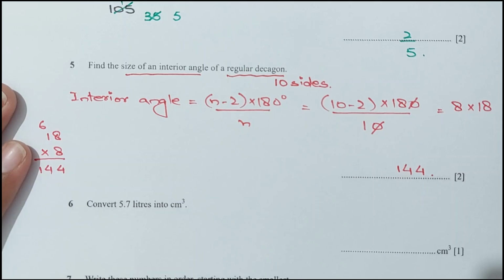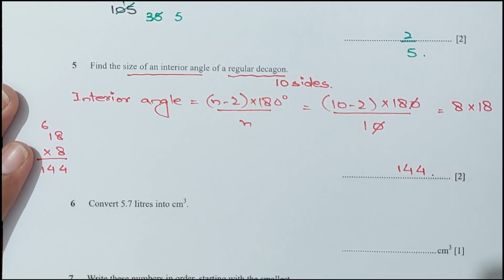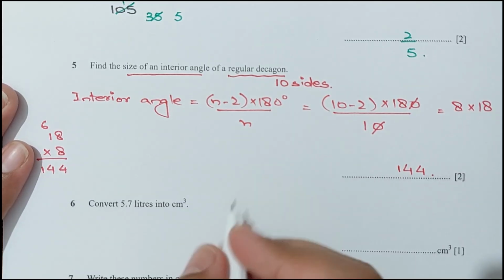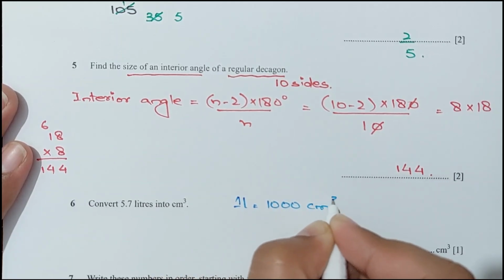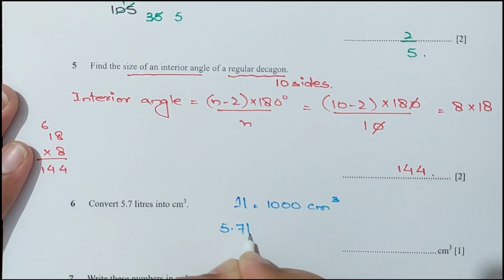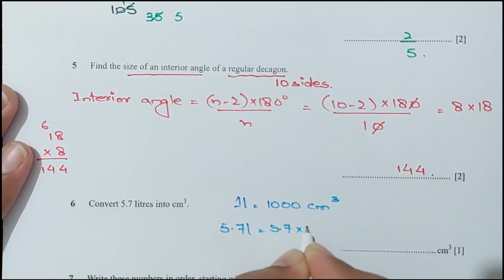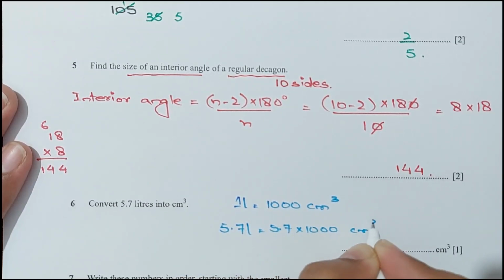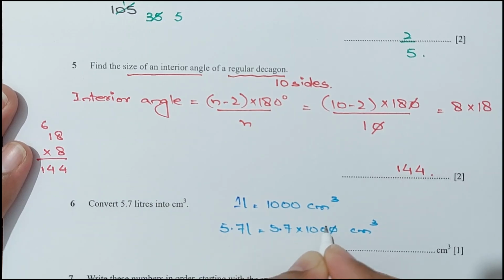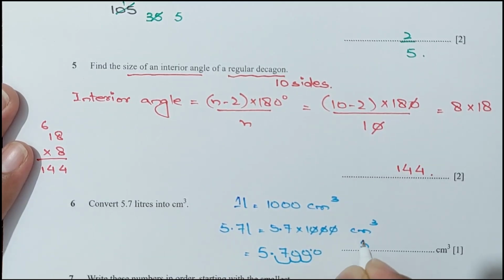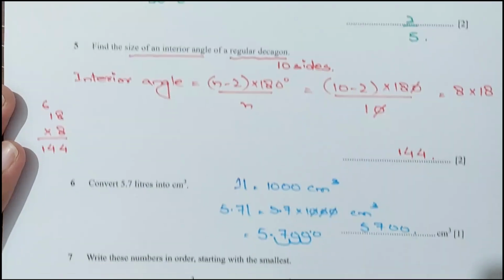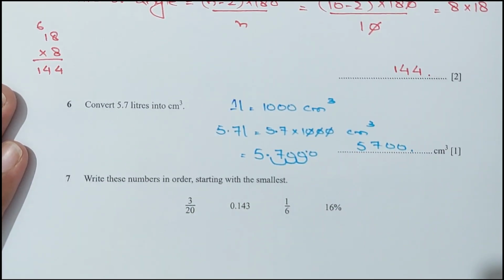Question number 6, convert 5.7 liters into cubic centimeters. So use the conversion that 1 liter equals 1000 cubic centimeters. What is 5.7 liters? It is 5.7 times 1000 cubic centimeters. So how many zeros? 1, 2, and 3. So you have to move 3 places to the right. 5.7000, so 1 unit, 2 units, and 3 units. That is 5700 cubic centimeters.